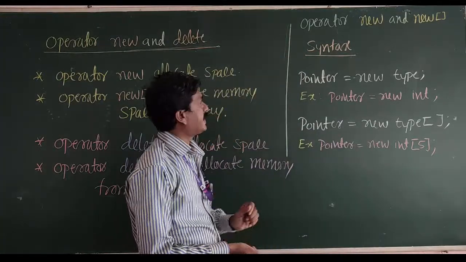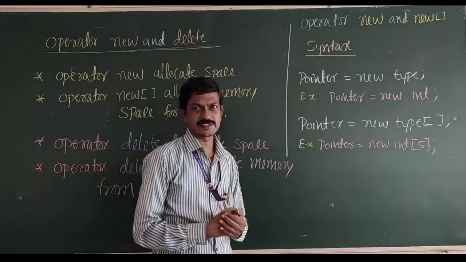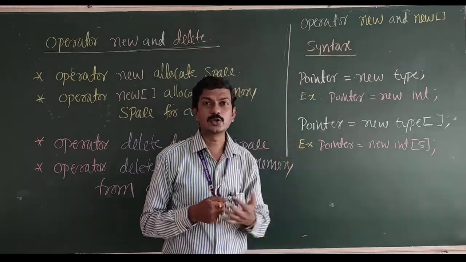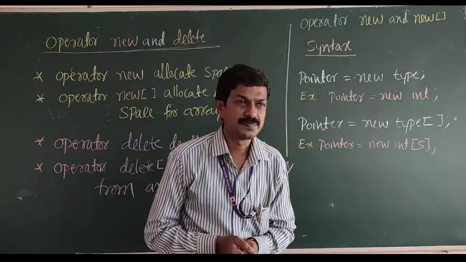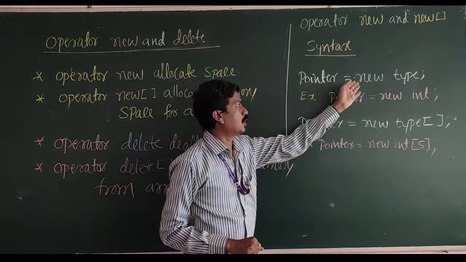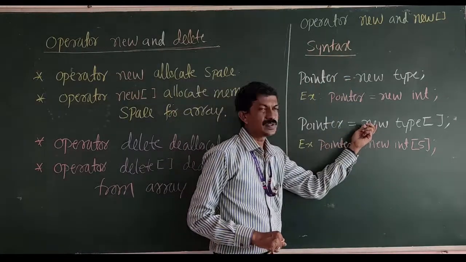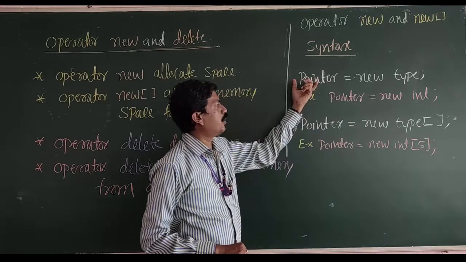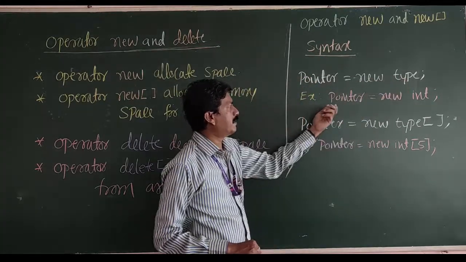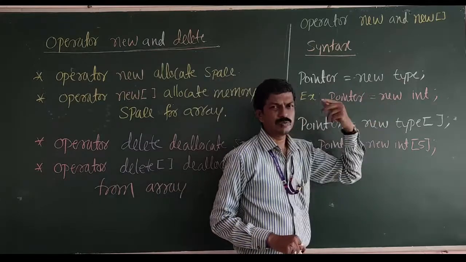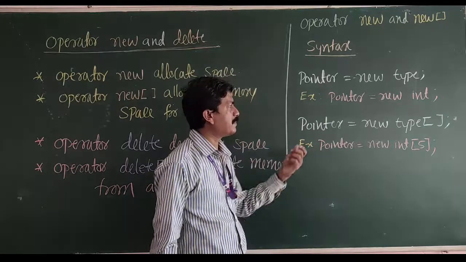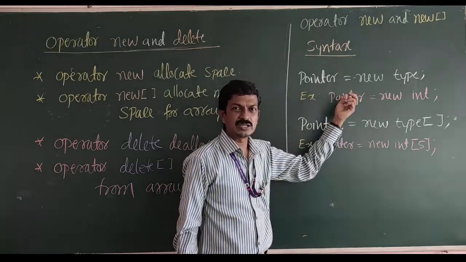Now we see an example of how we allocate extra space, using operator new and operator new with square bracket. These are the two syntaxes for allocating extra space for a normal variable and extra space for an array type variable. Pointer equal to new type. Example, pointer equal to new int. Type might be your required type. That much amount of memory is allocated for a particular variable.